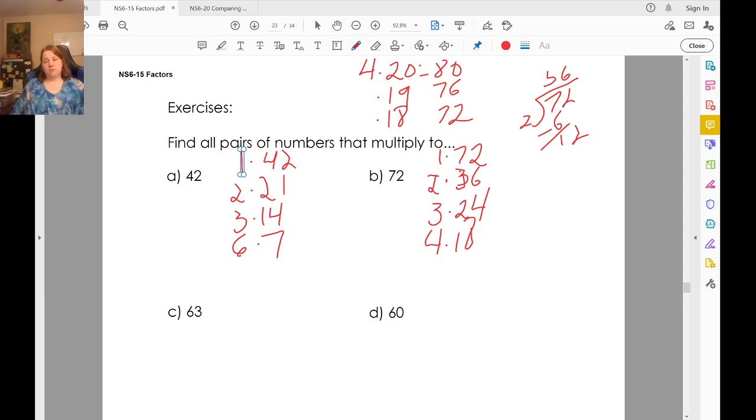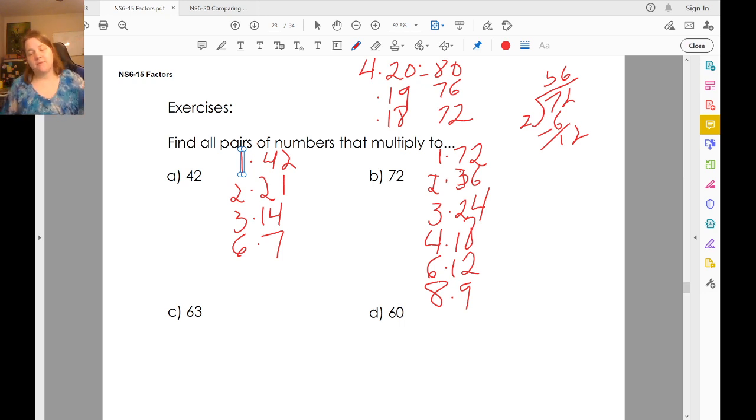Can 5 go? No. Can 6 go? Let's go ahead and take a look at 6. I know that 6 times 10 is 60. 6 times 11 is 66. 6 times 12 is 72. Can 7 go into 72? No. Can 8 go into 72? Sure. I know that 8 times 9 is 72. And I know that the next number is 9, and I know 9 times 8, so I'm done here also.